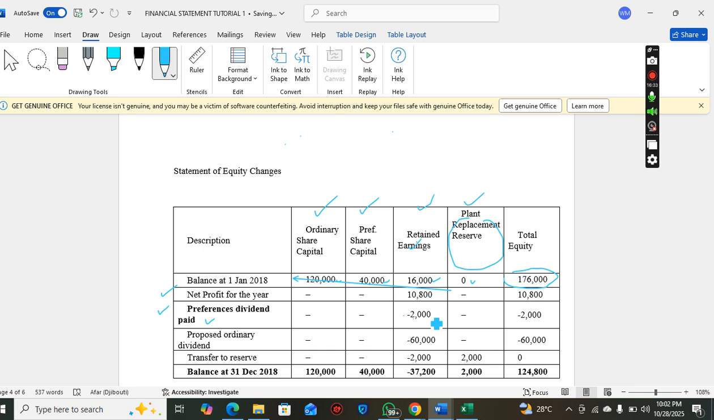Sorry, this statement of equity changes, is this the fixed format of how it is? Yes, this is a fixed format. You have your accounts on this top row here. Then the adjustments will be in this column here.